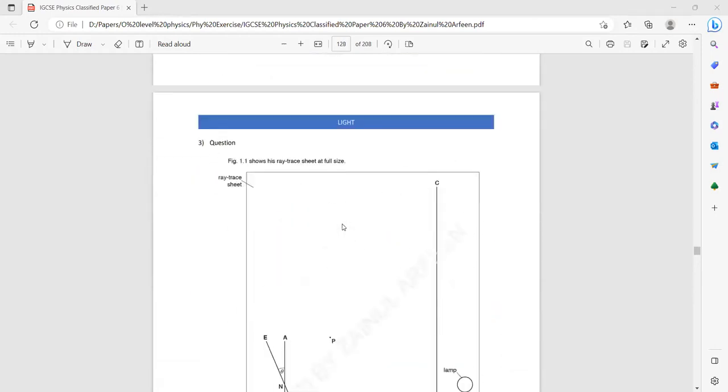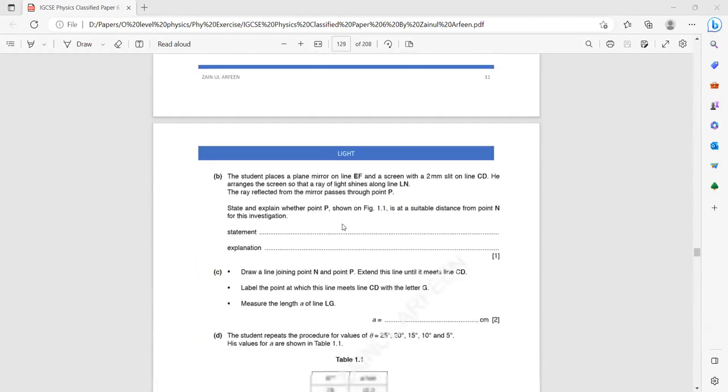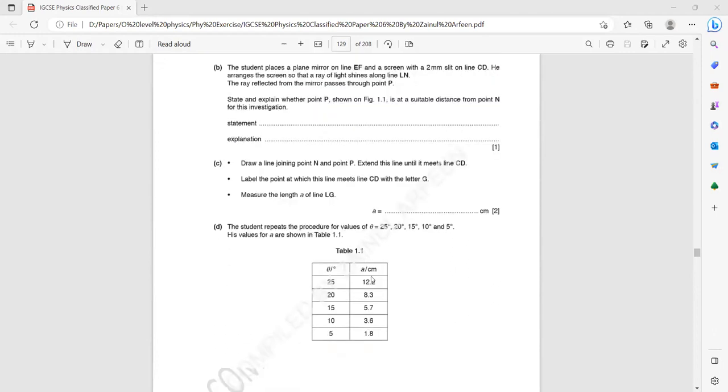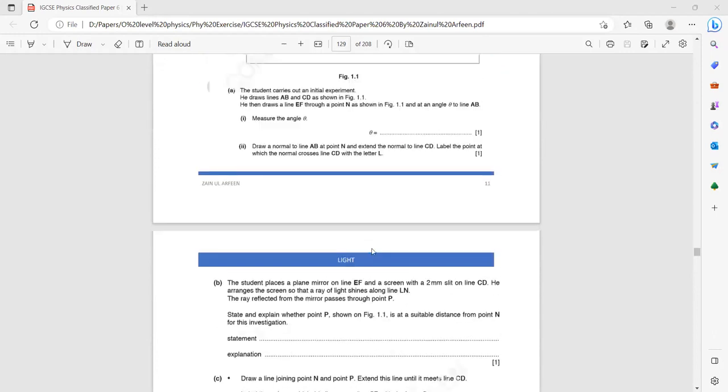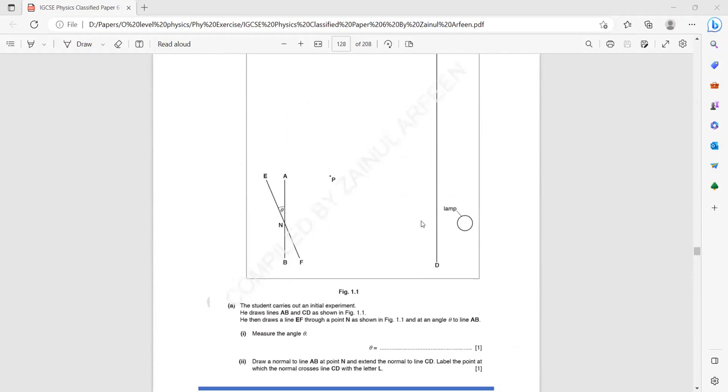So I just added the graph part. I included another question I removed from this one, just to explain the trace of a ray, how the ray of light is passing through.